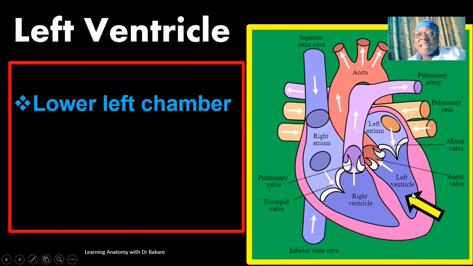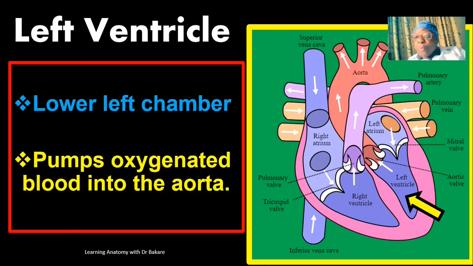Just as the name implies, it is seen at the lower border of the heart and of course on the left part. What the left ventricle does is to pump oxygenated blood into the aorta. We know that on the left side of the heart is where we have oxygenated blood. In the left atrium is where oxygenated blood is received from the lungs. So oxygenated blood in the lungs is directed through the pulmonary vein, and the oxygenated blood is emptied into the left atrium, which then further pushes the blood into the left ventricle.